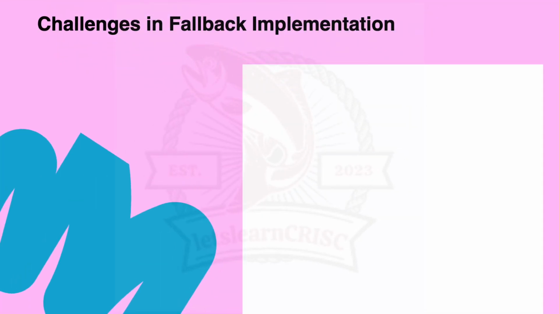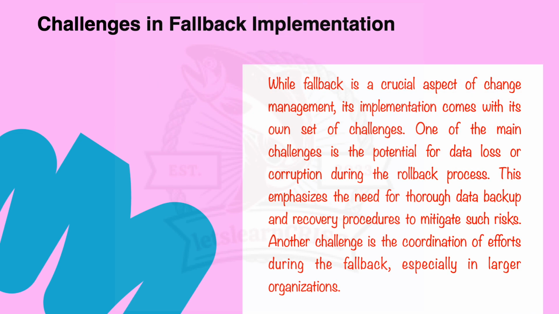Moving next. Next, we'll discuss some challenges in the fallback implementation. Friends, one main challenge is the potential for data loss or corruption during a rollback process. Then what is the mitigation? Friends, thorough data backup and recovery procedures are crucial, right, to reduce the risk associated with data loss. It is like having a safety net to catch any valuable information that might slip during the fallback, right?